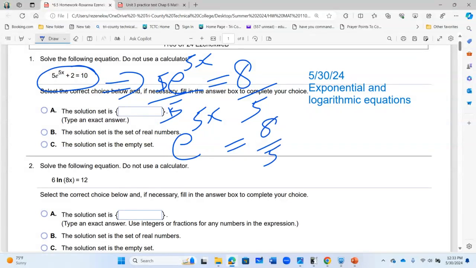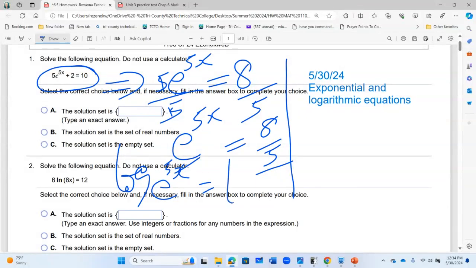At this point, there's no way we can make the right-hand side equal to the left-hand side. The bases are not equal, so we have to take the logarithm of both sides. Log of e to the power of 5x is equal to log of 8 over 5.